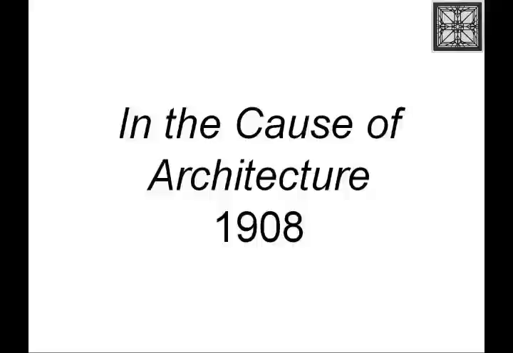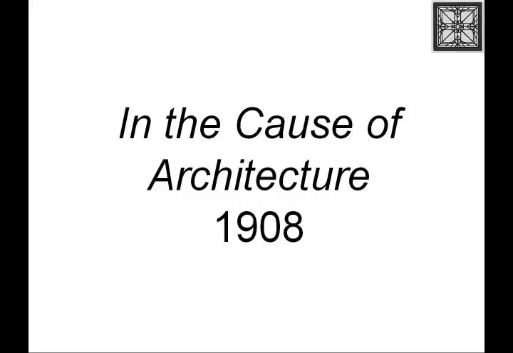In 1908, he published this manifesto called In the Cause of Architecture. And in his declaration, Wright divulges a contemporary analysis of the Prairie School, what he referred to as the New School of the Middle West. Wright's architectural theories are outlined through personal anecdotes of various commissions and clients.